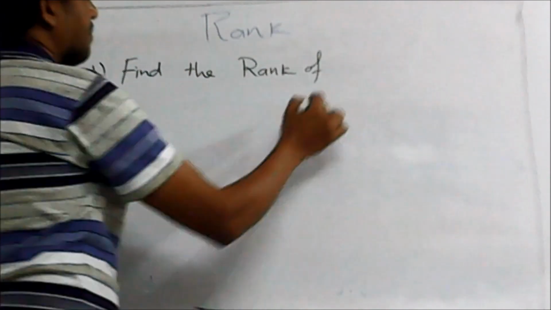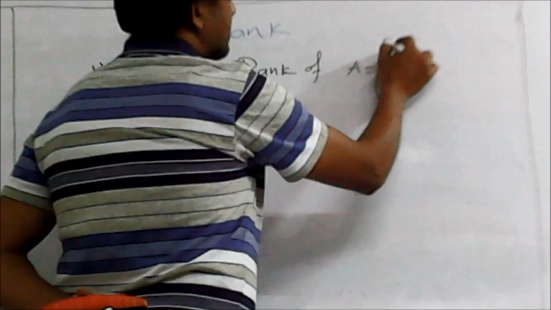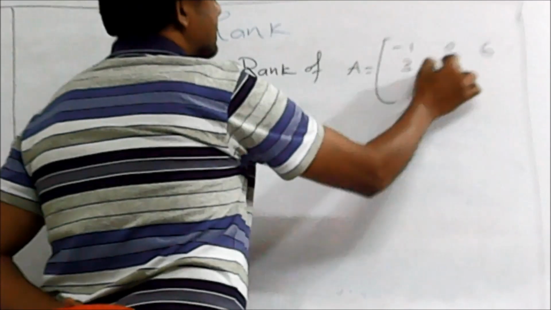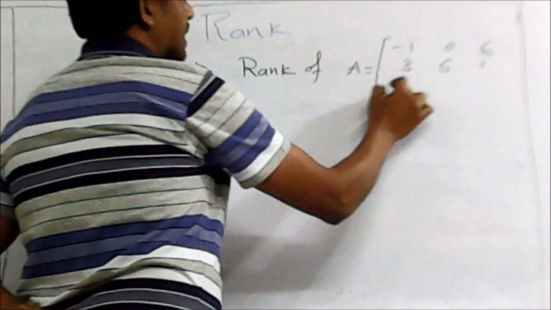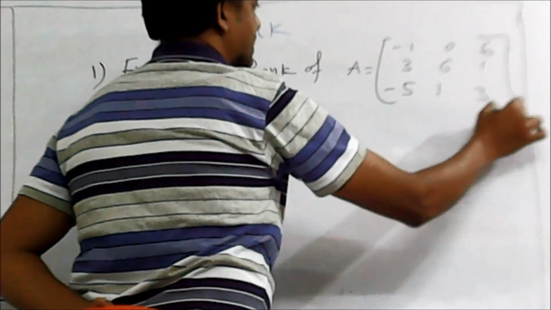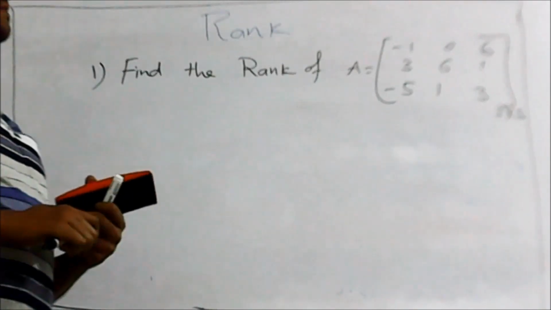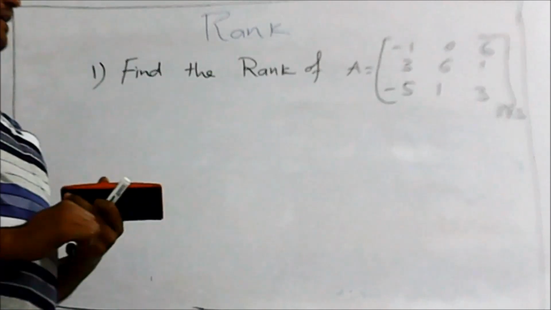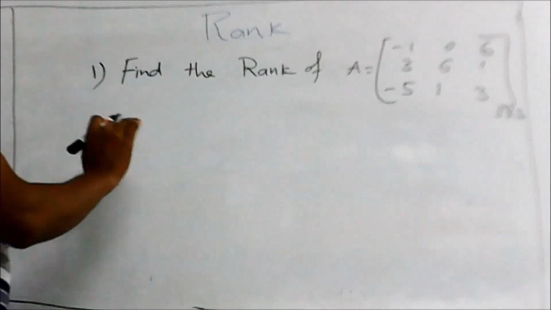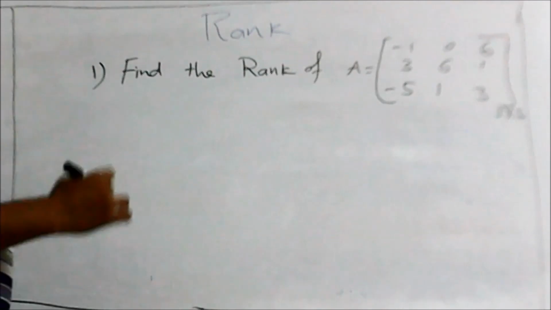Find the rank of the matrix A equal to [-1 0 6; 3 6 1; -5 1 3]. It is a 3 cross 3 matrix. You already studied in the intermediate level how to find the rank of matrices. First, if the determinant of A is non-zero, then the rank is 3. If it is not 0, the rank is 3.